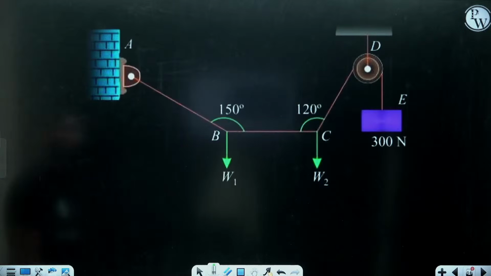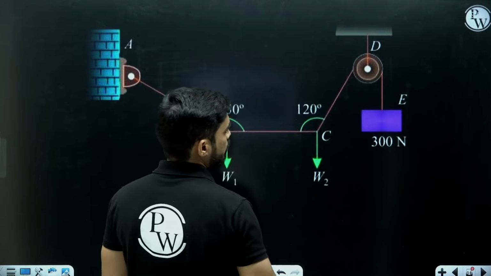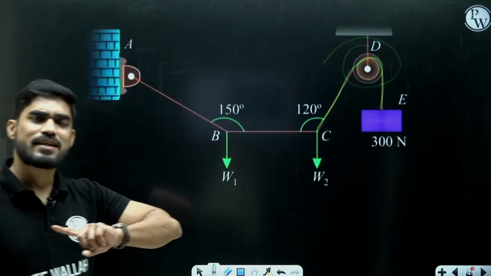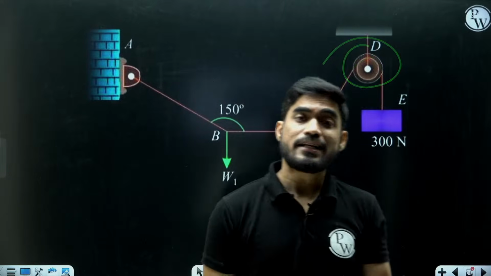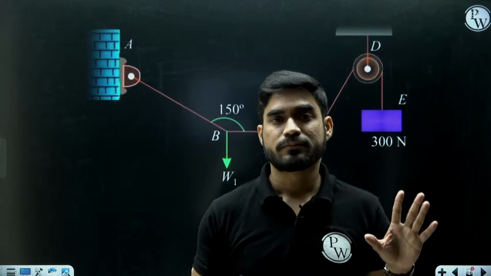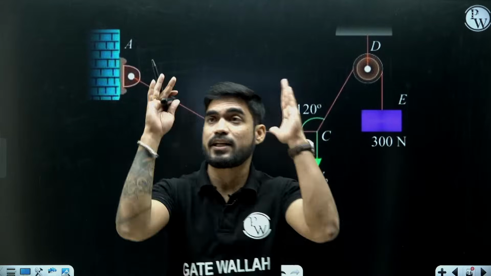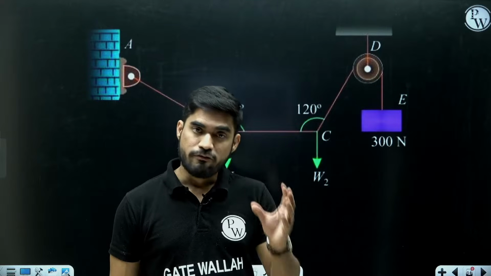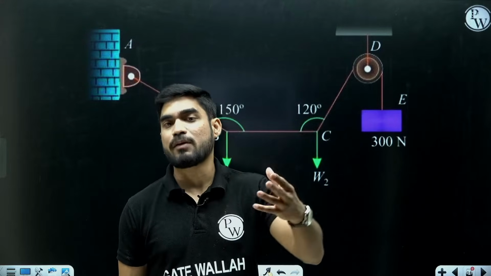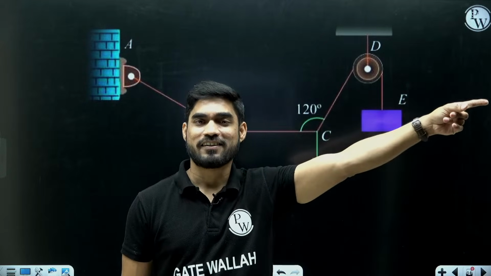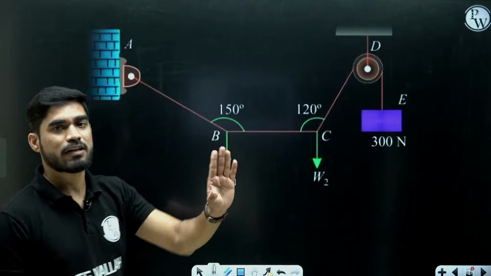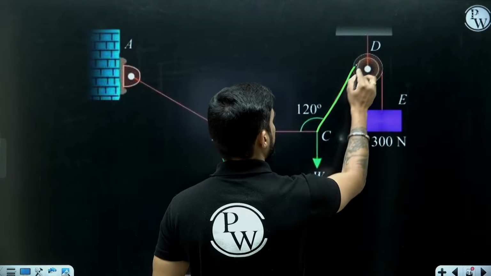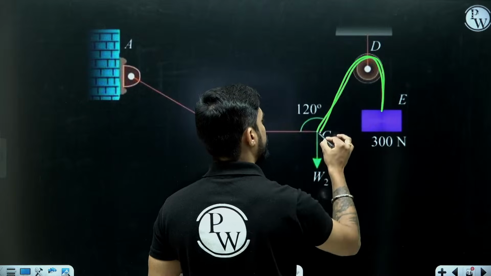Now, if you look at the diagram, this string is passing over a frictionless pulley. Whenever a string passes over a frictionless pulley, the tension on both sides of the string will be the same. If there is friction, tension on both sides will be different. So when there is friction between string and pulley, how to solve the problem? That we will see in the next chapter, friction. But in this chapter, we will ignore the friction. In the question itself they have said that there is no friction between the string and the pulley. So tension on both sides will be the same.